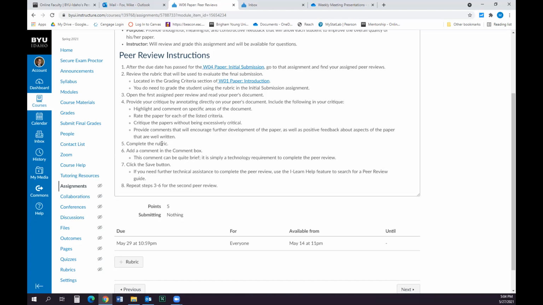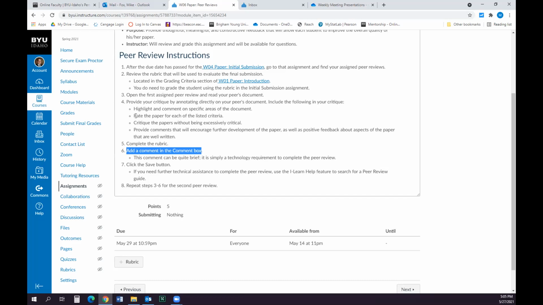So right there in the peer review system, you can annotate right into their paper. You have to complete the rubric. And then this one is what people always miss. It says add a comment to the comment box. It could be as simple as saying, I've reviewed your paper, or good job on your paper. All that does is mark it as done. So when you put a comment in the comment box, it'll mark it as done, so that when I go to grade it, I'll see that you did it.